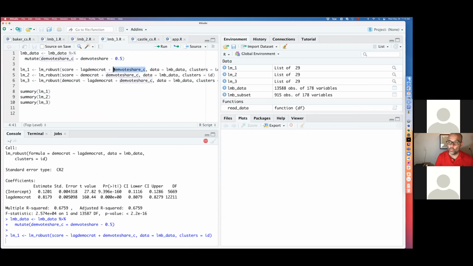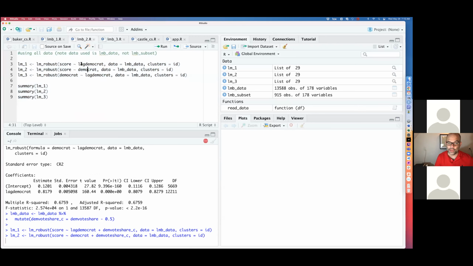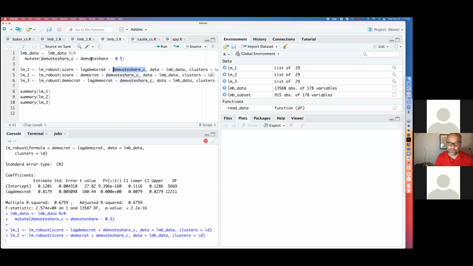This is the first time we've controlled for our running variable. Look over here. There is no running variable in here. Notice that. The running variable is called Democratic vote share, or Democratic vote share C. We haven't done either.